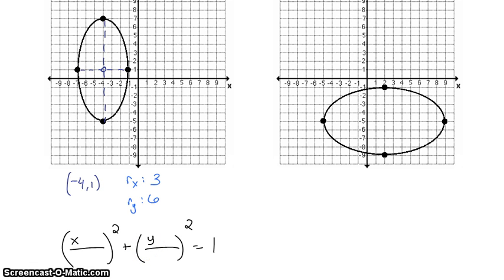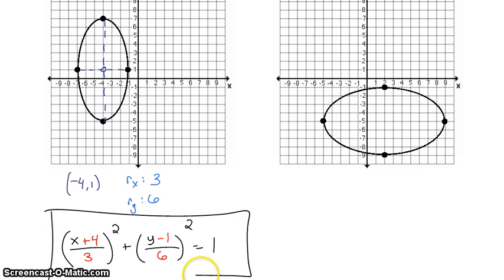Just throw in what we found. My x coordinate is -4 at my center, so I do x plus 4. Y coordinate is positive 1, so it's y minus 1. Rx goes under my x term, Ry goes under my y term, and we are set.